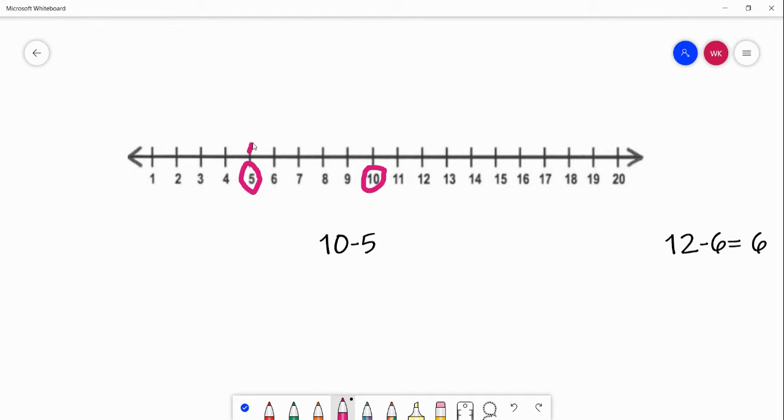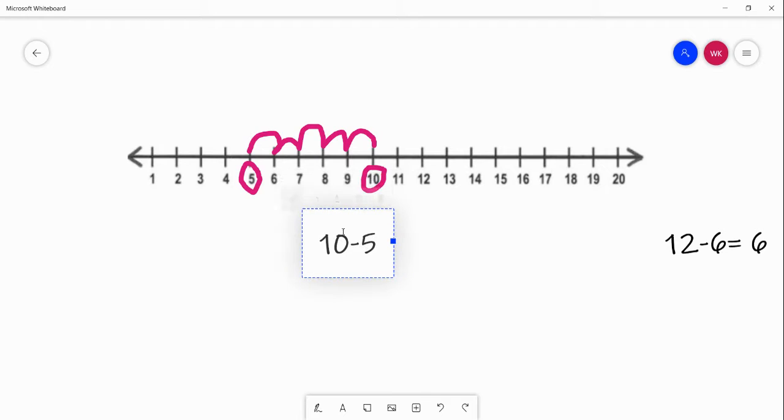So here we go. 1, 2, 3, 4, 5. So we jumped 5 times. So that means that 10 minus 5 equals 5 because we jumped 5 times.